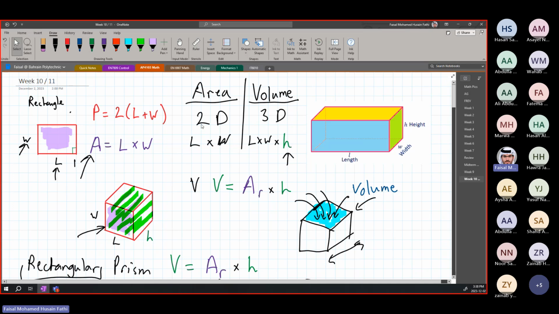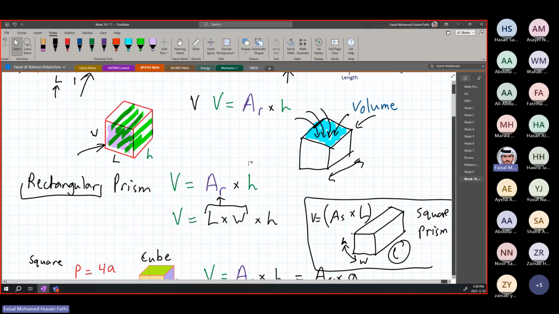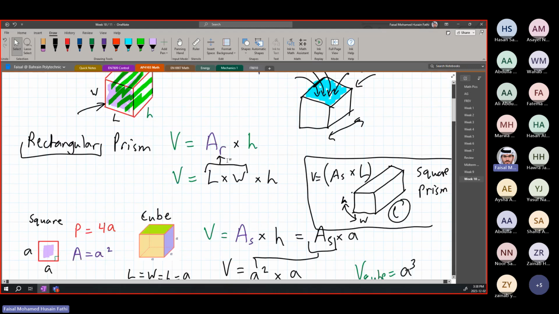So for a rectangle, or for any volume that is consistent, that is equal in size, you just take the area of that face of the shape and then you multiply it by the length, the height, the width, whatever is the new dimension, the third dimension that you are adding to the shape.